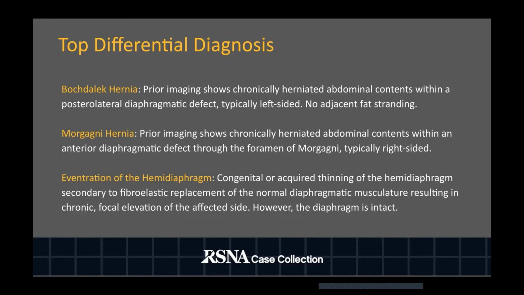Eventration of the hemidiaphragm is a congenital or acquired thinning of the hemidiaphragm, which presents as a chronic focal elevation of the affected side. The diaphragm in this case is intact. It's important to note that all these differentials include chronic findings not typically related to a patient with a recent history of trauma.